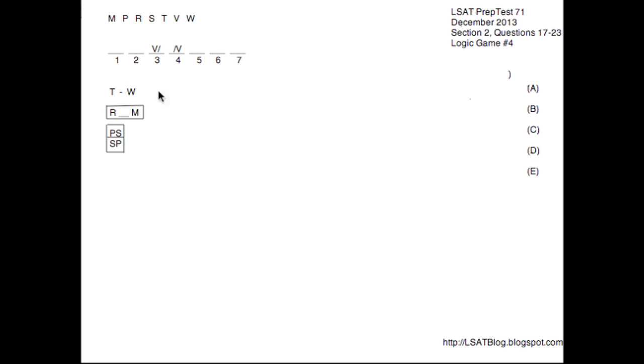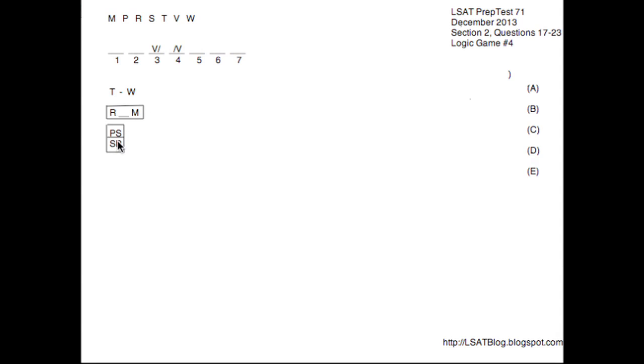We know that T must be closer to the entrance than W, and since the first position is closest to the entrance, T before W indicates that T is closer to the entrance than W is. They tell us that R is closer than M with exactly 1 space between them, so I put R space M, exactly 1 space between the two of them in that order with a box around it to indicate the specificity of the rule.